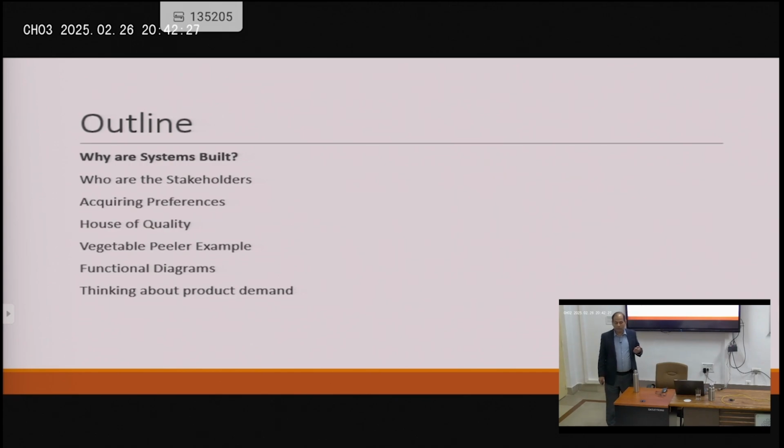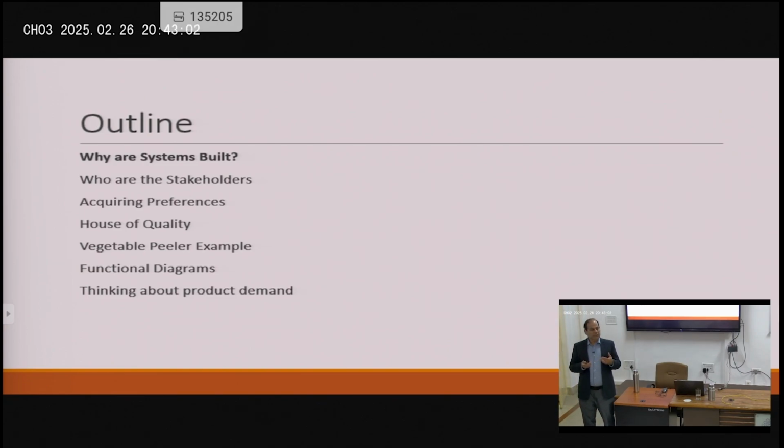So this is the overview of my lecture today. So first is the topic that I touched upon in the last class, which is why are systems built? Why does anybody decide to build something? Who are the stakeholders? And then acquiring preferences, house of quality, and then we'll do a vegetable peeler example. Now this has been used quite a bit in systems engineering and product development classes, so I apologize for not being original, but I find this example very, very enlightening. And then we'll work on it together here, right?